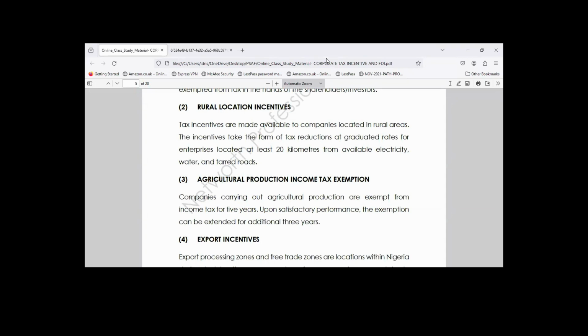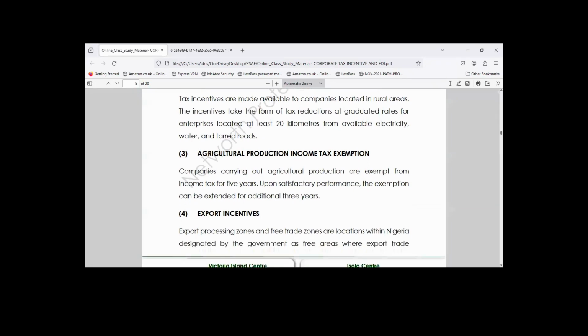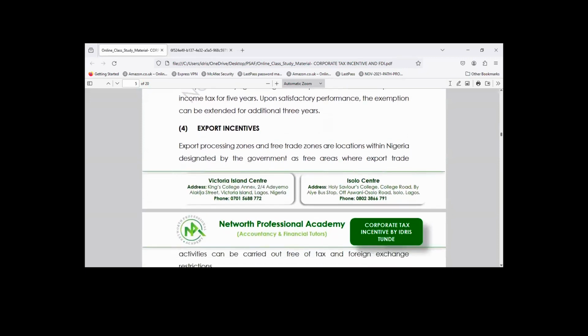So, that is the number three corporate tax incentive. Number four is the export incentive. Export incentives are given to a company that is located in the free trade zone. The purpose of this export incentive is to encourage exportation of the raw materials, goods and services that we produce in Nigeria, so that our GDP can be improved, so that our rate of exchange, our naira, can appreciate against the dollar.